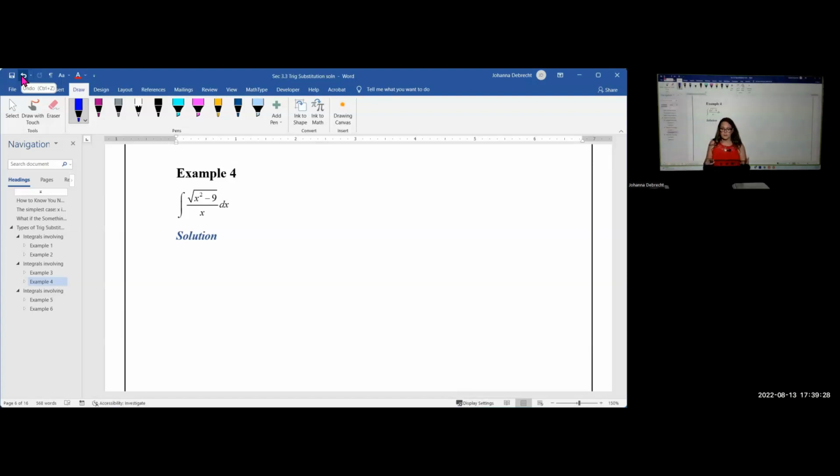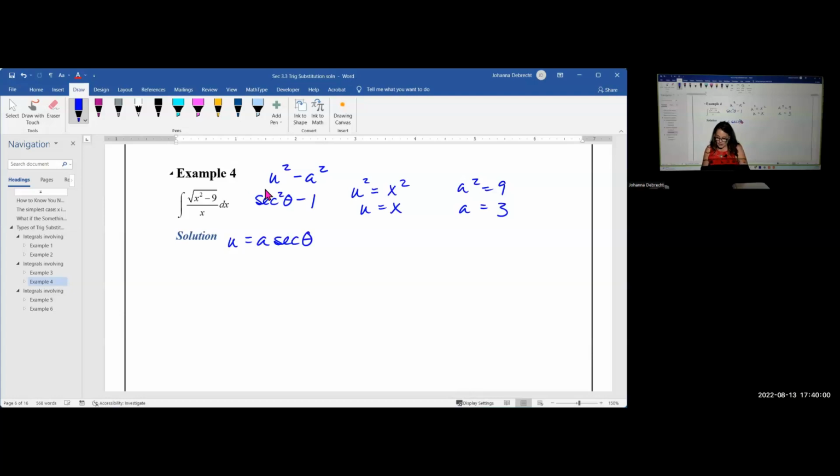So again, this reminds us of u squared minus a squared, where a squared is always the constant part. So this means that u squared is going to be x squared, so u is equal to x, and a squared is 9, so a is equal to 3. This reminds us of secant squared of theta minus 1. So our substitution is going to be a secant of theta. All right, so u is x, so we have x equals 3 secant of theta.